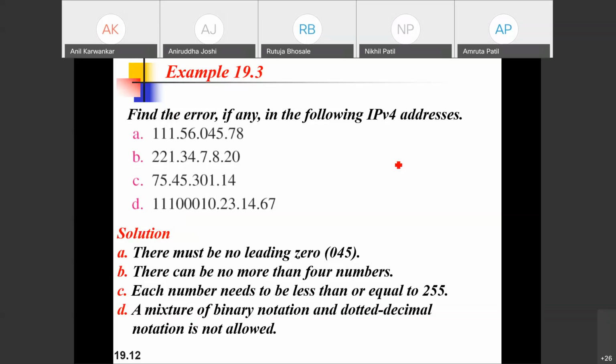Then intermixing of binary and dotted decimal is also not allowed. So there must not be a leading zero in any dotted decimal representation. There cannot be more than 4 dotted decimal numbers separated by dots. Each number in the dotted decimal representation will always be at most 255. Why this 255? We have seen that assigning all ones will lead to 255, and a mixture of binary and dotted decimal is also not allowed.